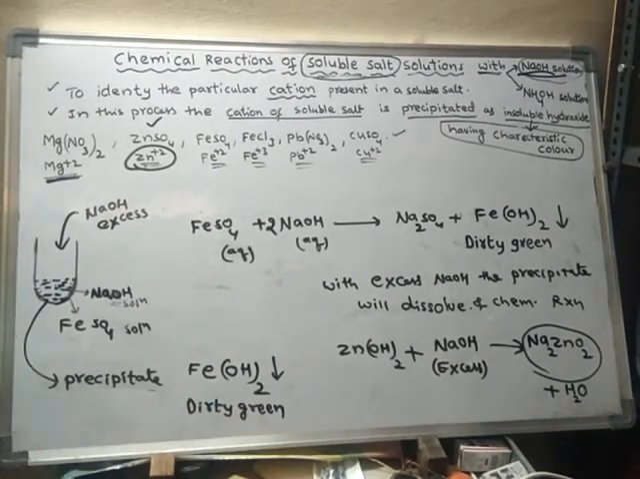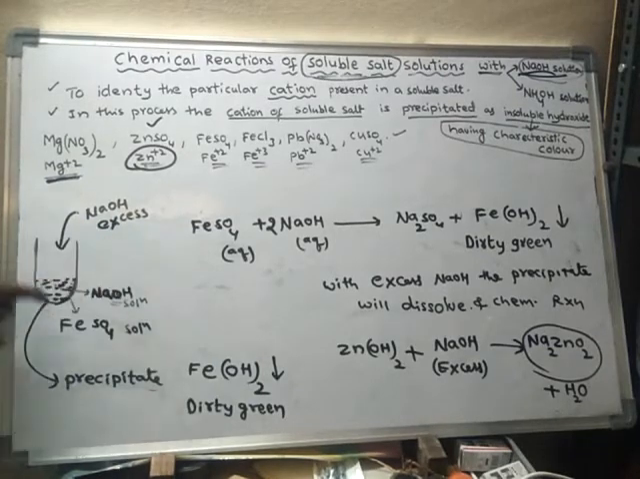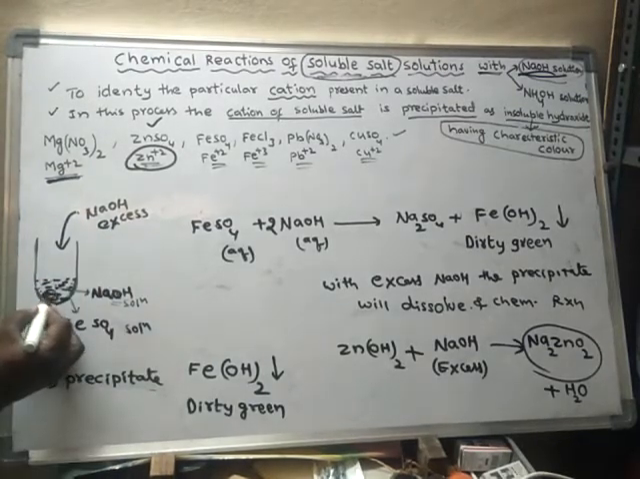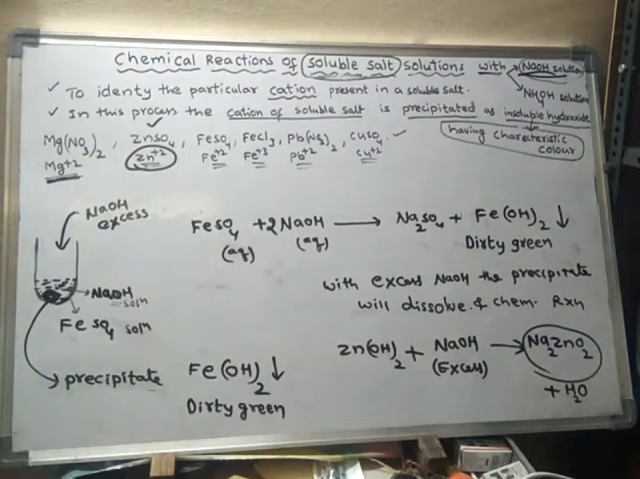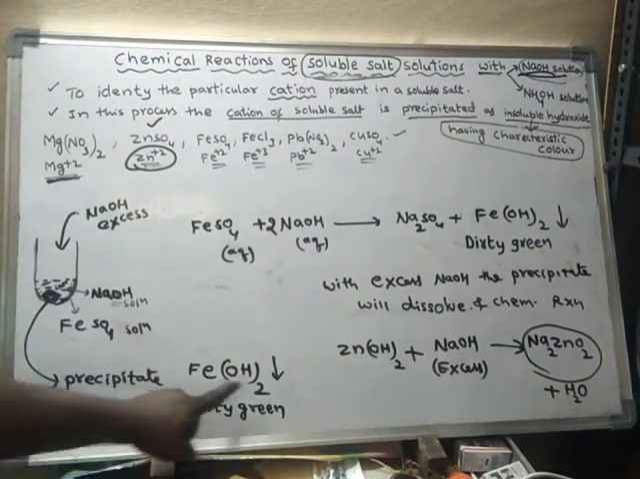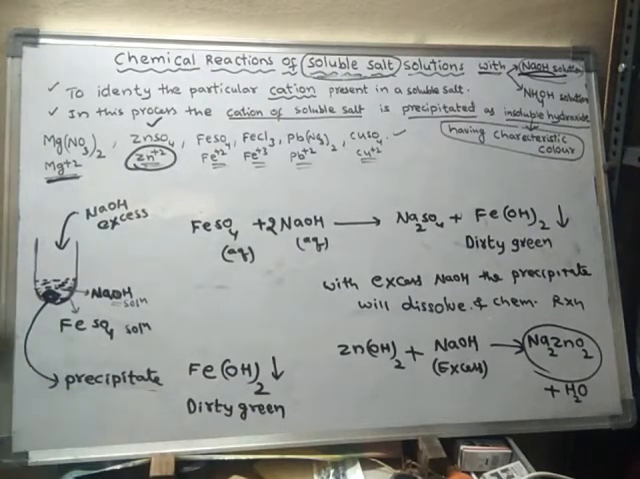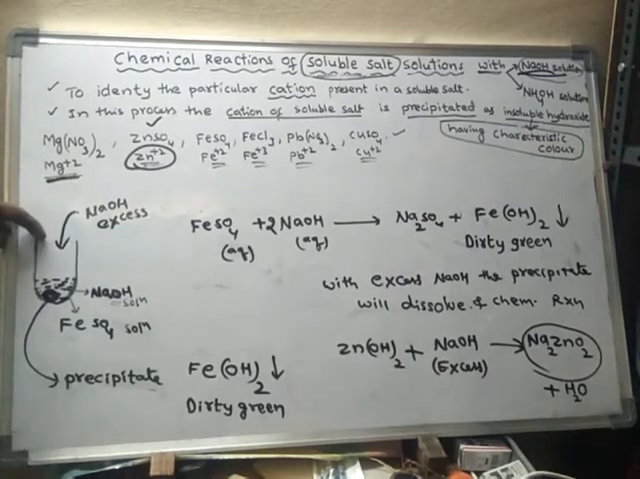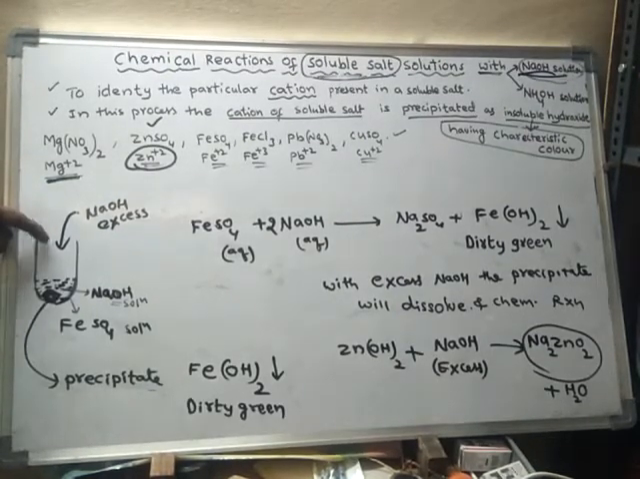Now add an excess amount of sodium hydroxide. So now a precipitate is formed due to the reaction between these two, an insoluble substance called a precipitate. So ferrous hydroxide, a dirty green precipitate, is formed. Now after the formation of the precipitate, add sodium hydroxide in excess. If you add an excess amount of sodium hydroxide, what happens?